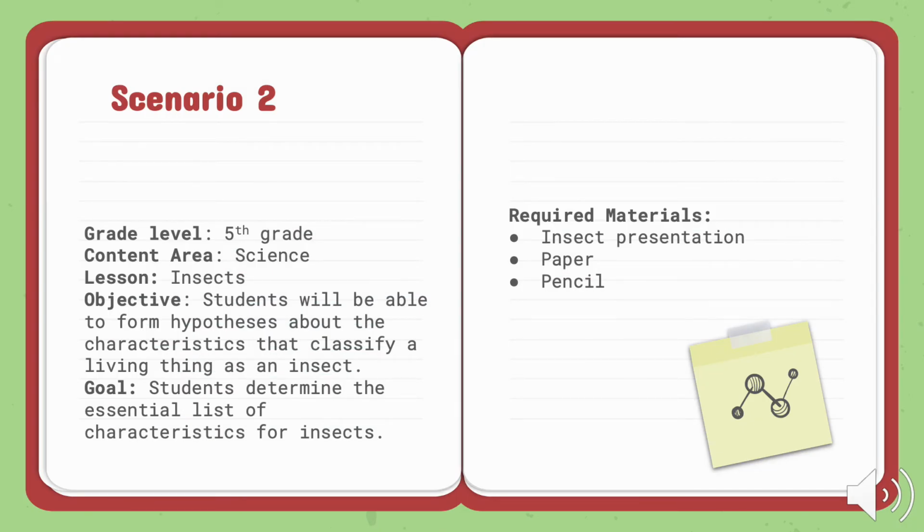Okay, so this is the second instructional scenario, and this one is a 5th grade science class that's going to explore the concept of how insects are classified. So the goal for this lesson is for the students to be able to determine the essential list of characteristics for insects. The materials are similar to the last scenario, so the teacher should have an insect presentation or physical representation of the insects, a picture of each of the insects and non-insects, and then a pencil and paper or some sort of device to record information.